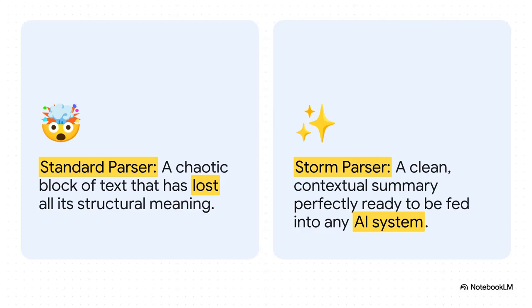And this really drives the point home. On the left, that's what a standard parser gives you from a complex table. It's a complete mess, a wall of text that's totally useless. But on the right, that's the Storm Parser. It's a clean, easy-to-read summary that explains the key financial data. It's ready to go.